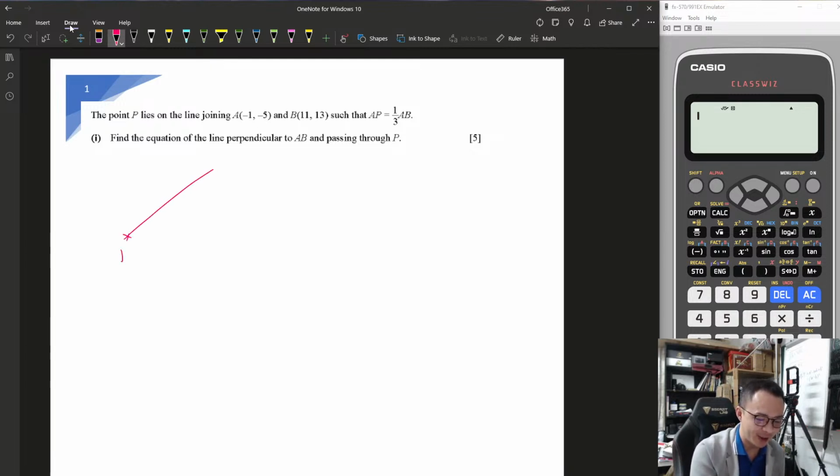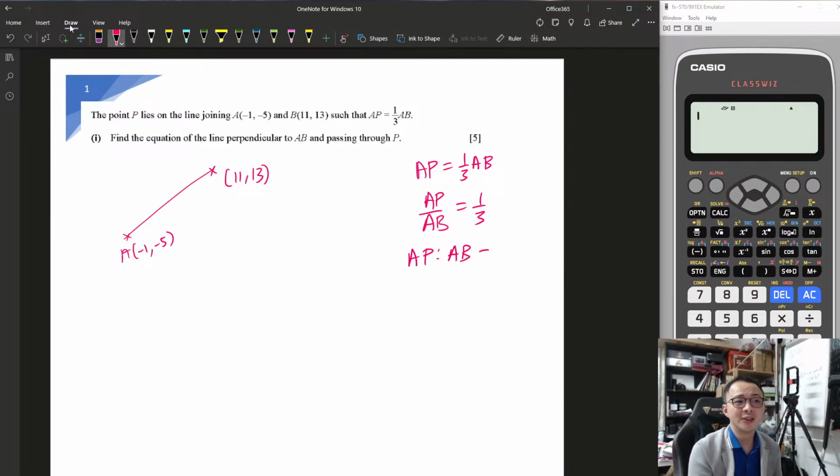Let's randomly sketch. A is somewhere here, something like (-1, -5), and B is somewhere here, (11, 13). If AP equals 1 over 3 of AB, I can change it into a fraction, and then from the fraction into the ratio, so it should be 1:3. AP is ratio 1, AB is ratio 3. So I roughly imagine P must be somewhere here. A to P is ratio 1 and A to B is ratio 3, so the rest here will be 2. P must be some coordinate (x, y) that we do not know yet.